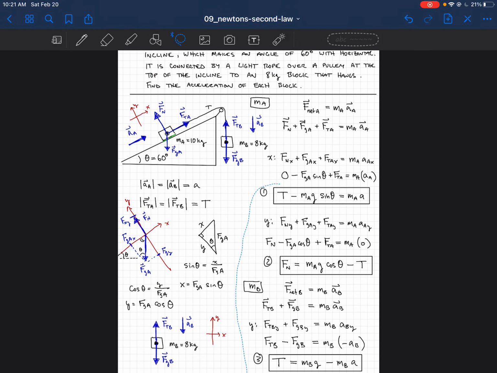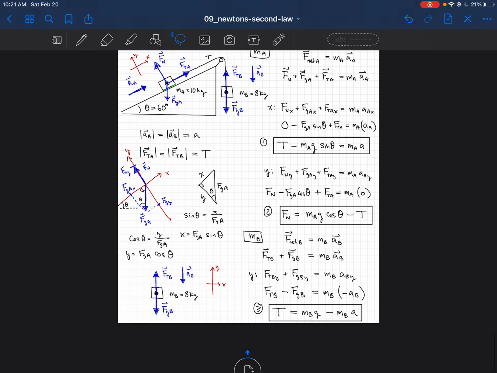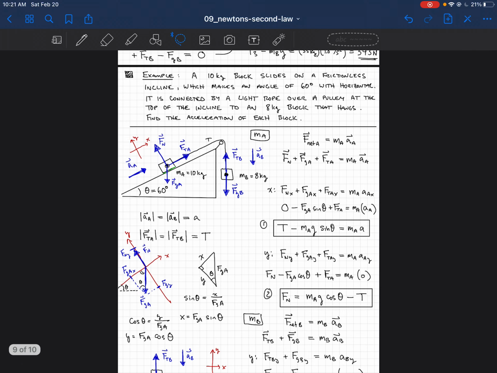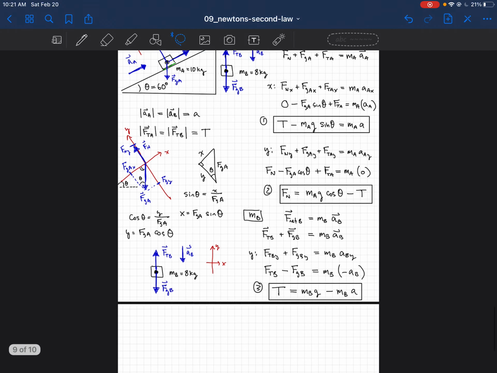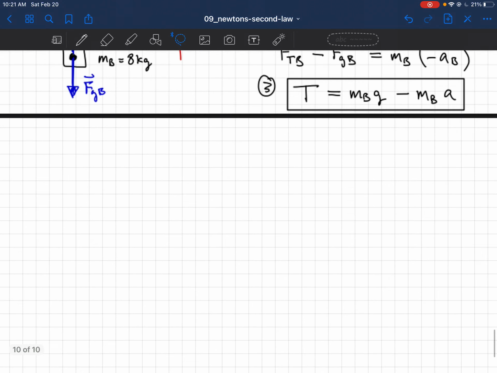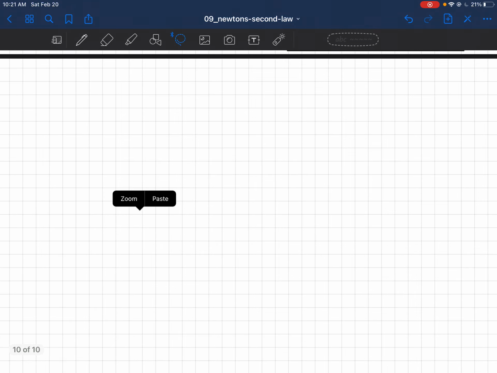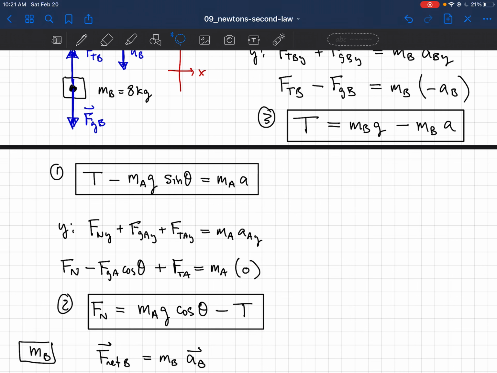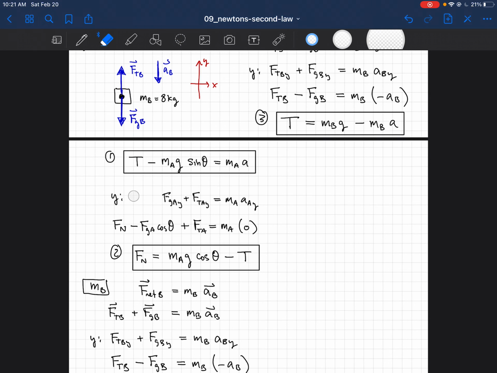Let's copy them to the next page, and then we'll solve our problems. So the problem was find the acceleration of each box. So they don't even want to know what the tension is. We could find it if we wanted to. We have enough information. Let's just look at our boxed equations.